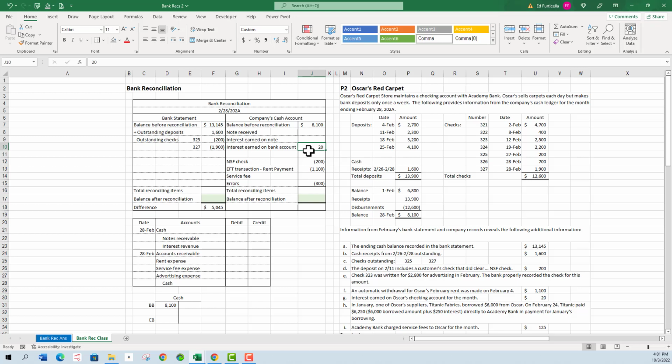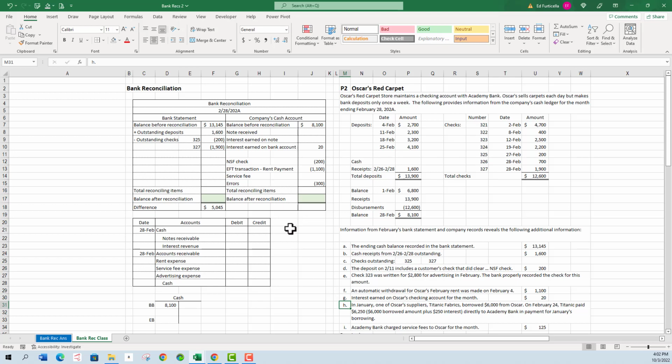So interest earned on the company's checking account is always added to the right side, or the company's side, of the reconciliation template. Letter H states that in January, one of Oscar's suppliers, Titanic Fabrics, borrowed $6,000 from Oscar.